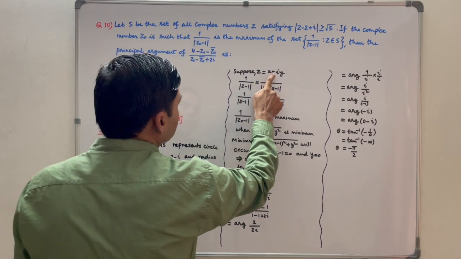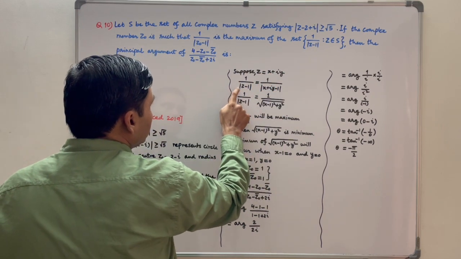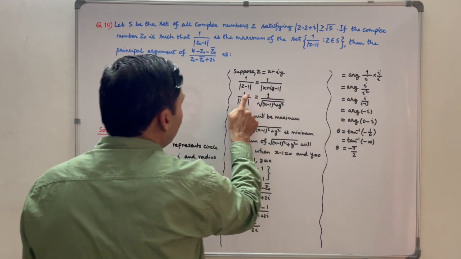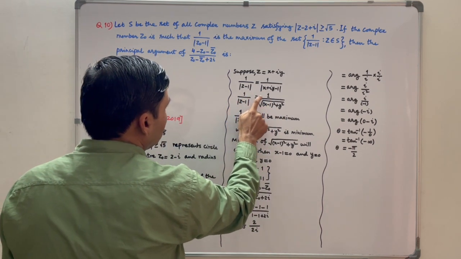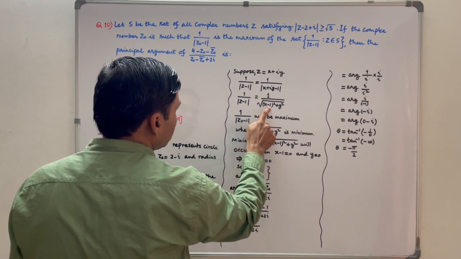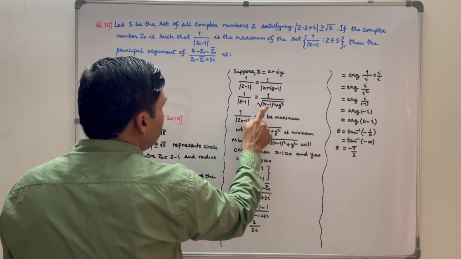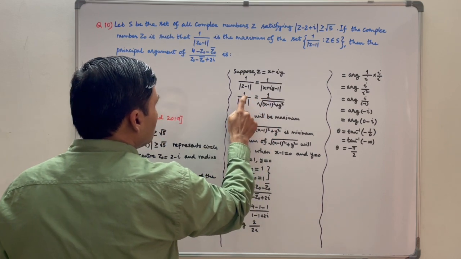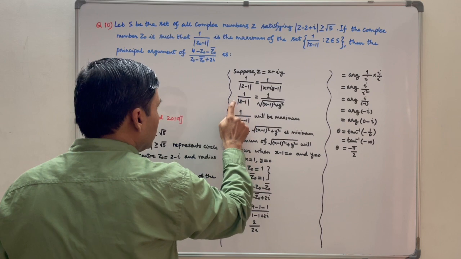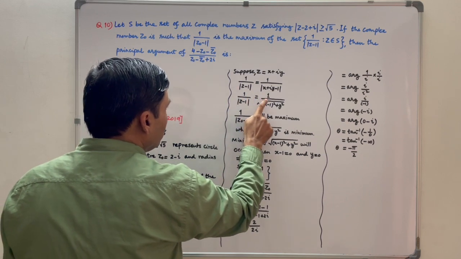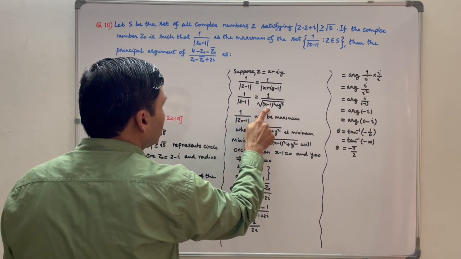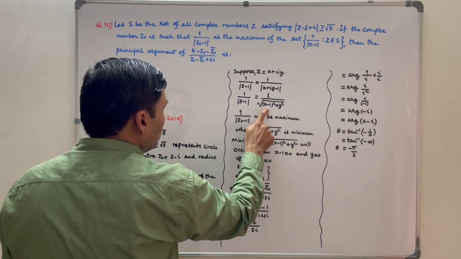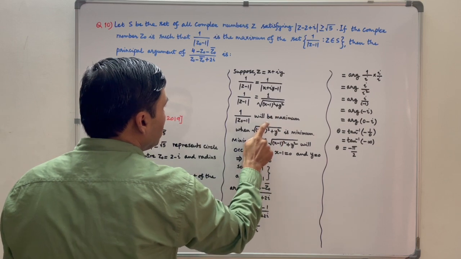Suppose z is equal to x plus iy. So 1 upon mod z minus 1 is equal to 1 upon mod x plus iy minus 1. Or 1 upon mod z minus 1 is equal to 1 upon under root x minus 1 whole square plus y square. In this equation, on both the sides in numerator, it is 1. So maximum value of left hand side will occur when it is minimum value of the denominator of right hand side. So we can say that under root x minus 1 whole square plus y square should be minimum.